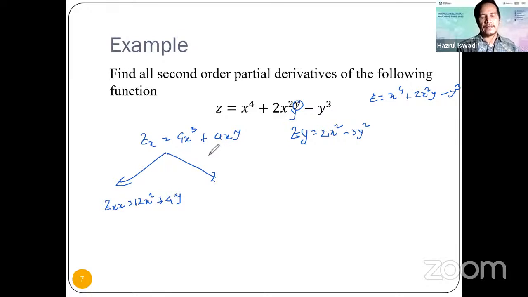On the other hand, zxy means this formula will be differentiated with respect to y. So we have this will be 0, and this will be 4x.